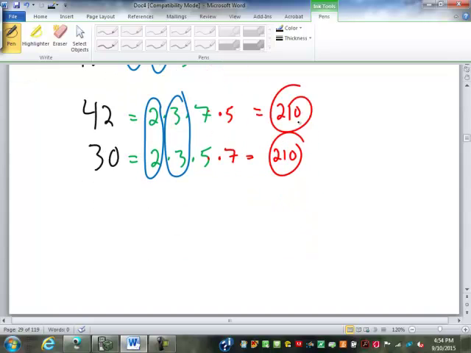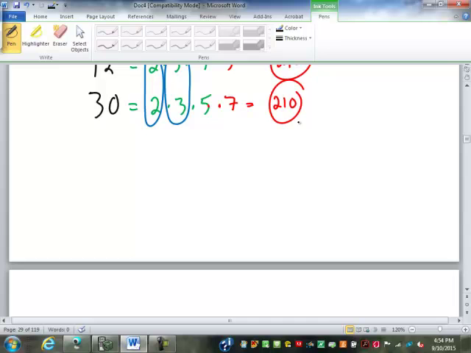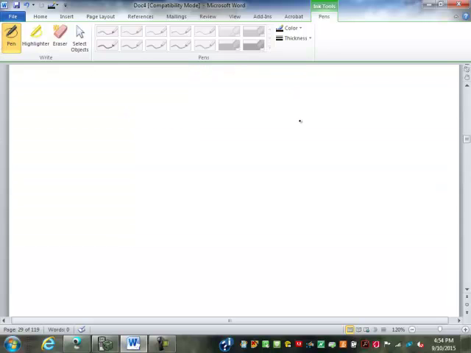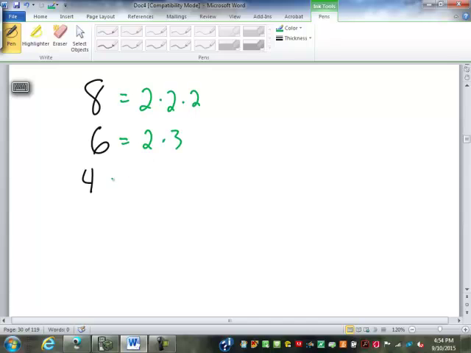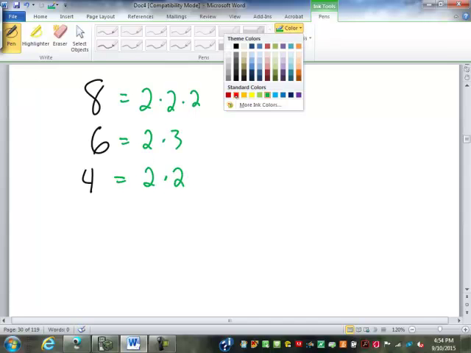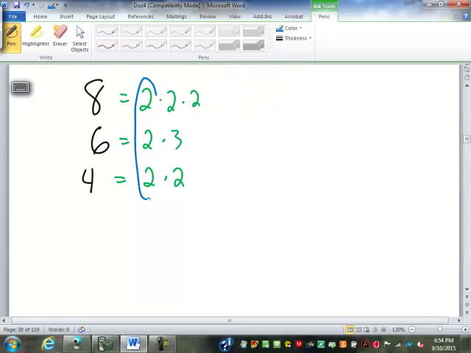We can work with more than 2 numbers. We can do 8, 6, and let's do 4. So same thing, I'm going to factor each. 8 is 2 times 2 times 2. 6 is 2 times 3. 4 is 2 times 2. So if I look at what they have in common, they all have a 2.